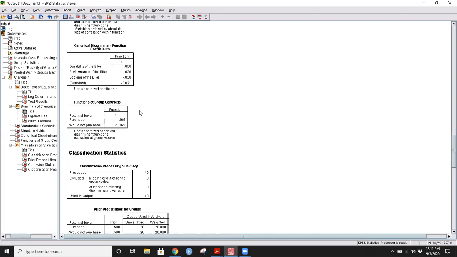When a customer steps into the store, you ask the customer for the different attribute scores: durability, then performance, then looking. Then you substitute those values into the discriminant function and get a Di score. The closer that score is to this centroid or that centroid, the person is classified as a purchaser or as not a purchaser. So the cases with discriminant scores near a centroid are predicted as belonging to that particular group.